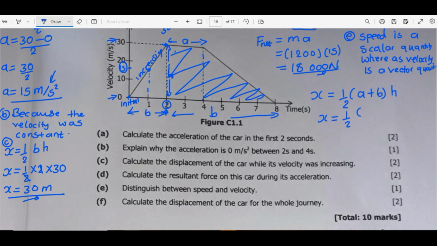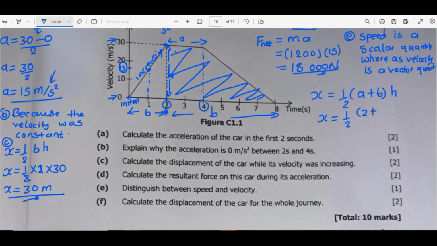Half a is the number from here. So what do you do? You need to go in the x-axis. That is why you're supposed to get the numbers. So the difference between 2 and 4 is just 2. 4 minus 2 is 2 plus the base.